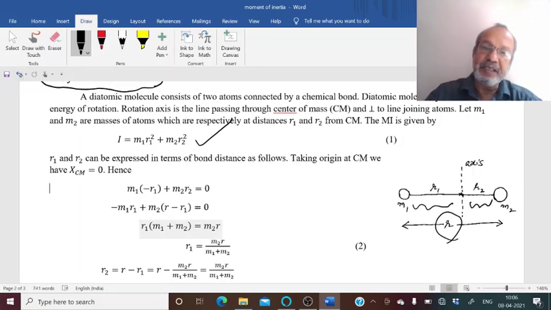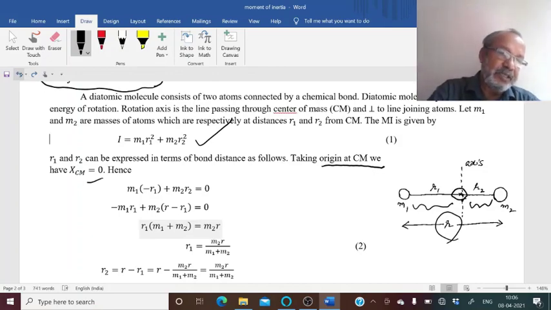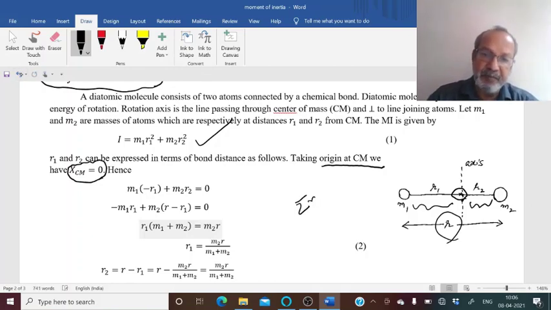For that let us take the origin of a coordinate system at the center of mass. So we can take the origin at the center of mass here. Therefore xcm will be equal to 0, and we know that xcm is given by sigma m x divided by total mass, that is equal to 0. So sigma m x is equal to 0.